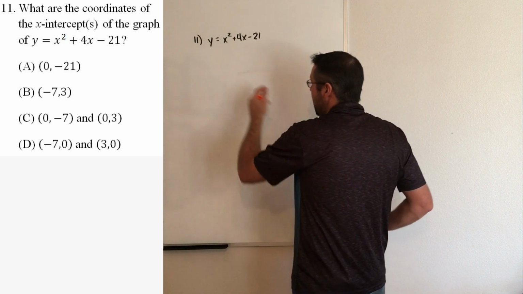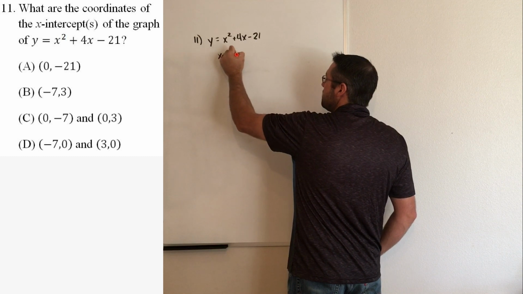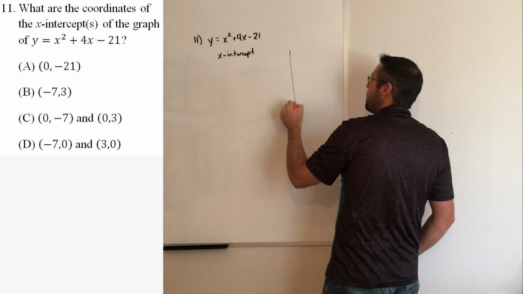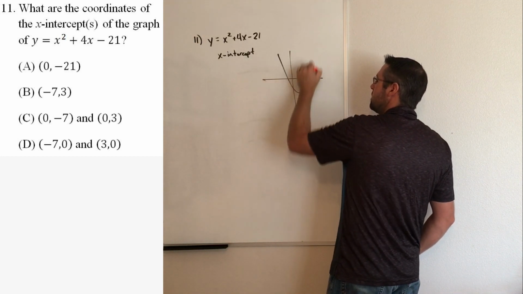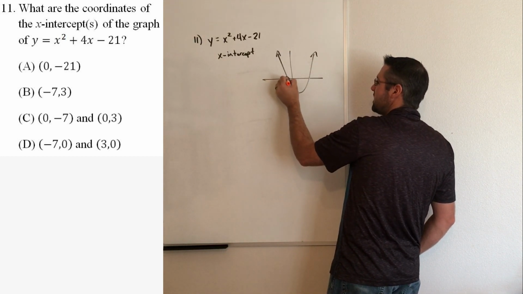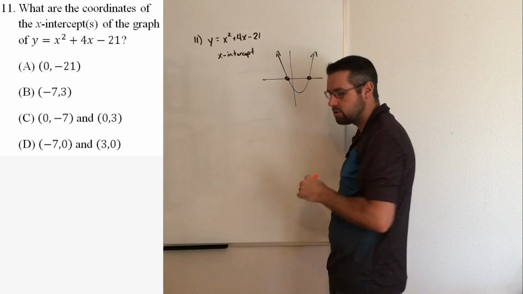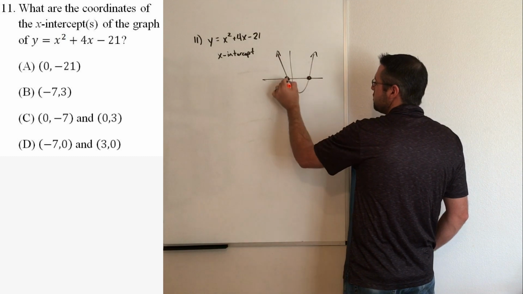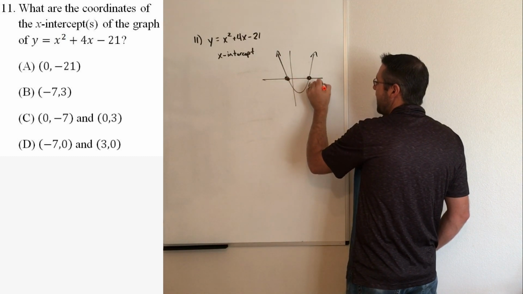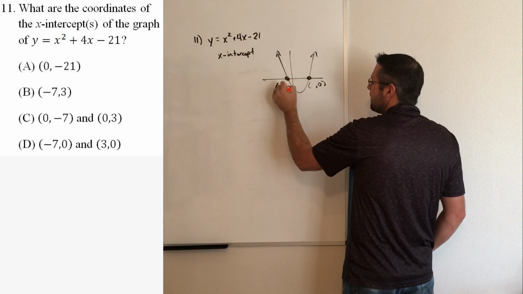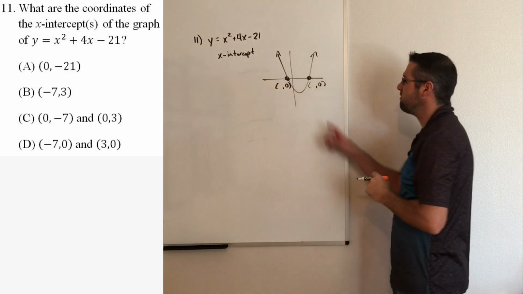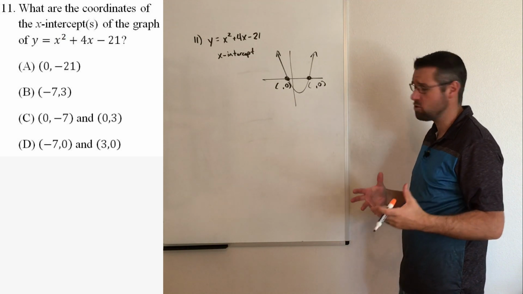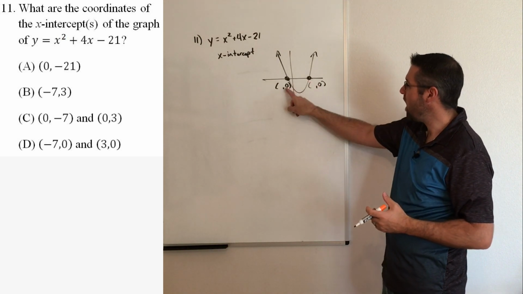So we are looking for x-intercepts here, and we have to know what an x-intercept is. The x-intercept is where the graph crosses the x-axis. So we could say here and here are your x-intercepts. How do we find them? No matter what, x-intercepts will always have a y value of 0. Whatever these x values are, the y value will always be 0. So that's exactly how you solve it. We find when y is equal to 0.